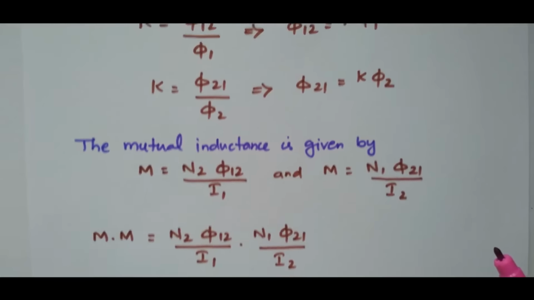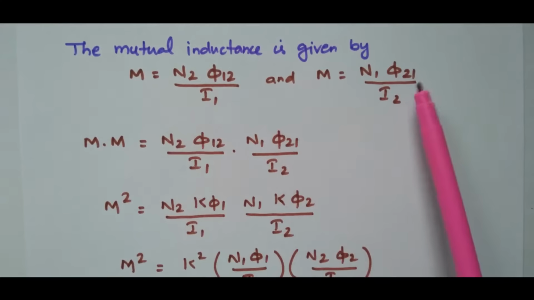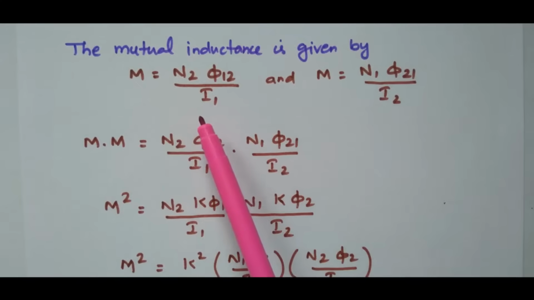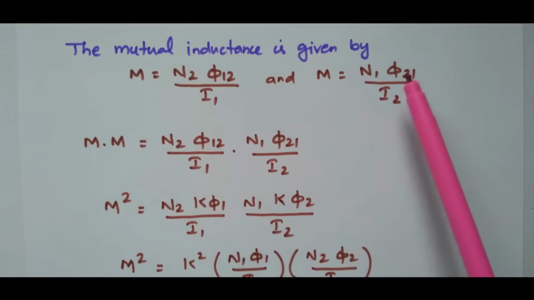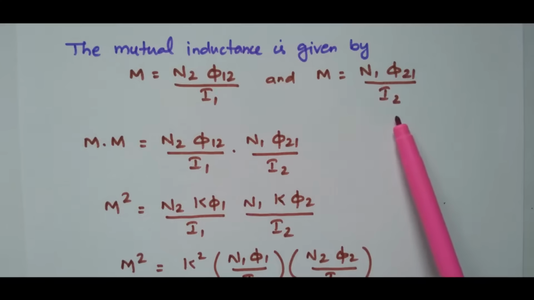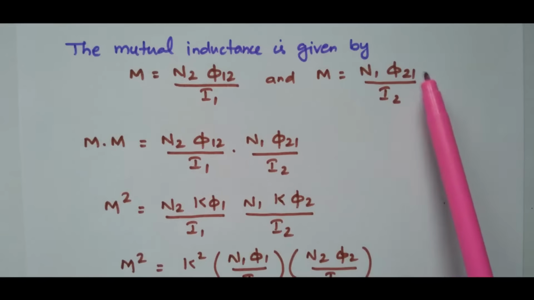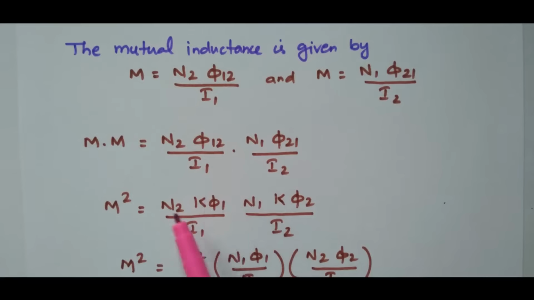Now we'll refer to the mutual inductance. There are two expressions available for mutual inductance, referring to coil 1 and coil 2. If coil 1 is energized, this is the term, N2 phi 12 divided by I1. If coil 2 is energized, this is the term, N1 phi 21 divided by I2. Now we will multiply both sides. Both left hand side and right hand side terms are multiplied. M into M, that is M square. Then we multiply these two terms, N2 phi 12 by I1 and N1 phi 21 by I2. Right? Both left hand side and right hand side are multiplied together.